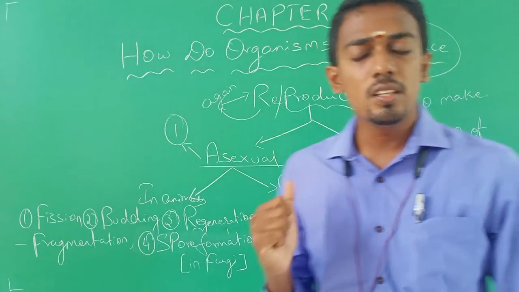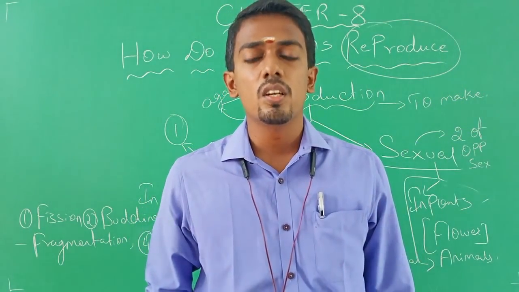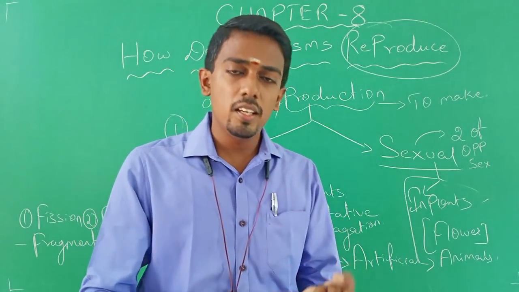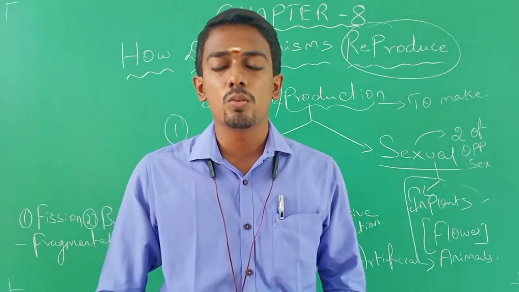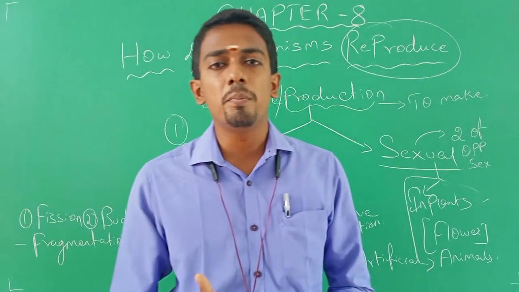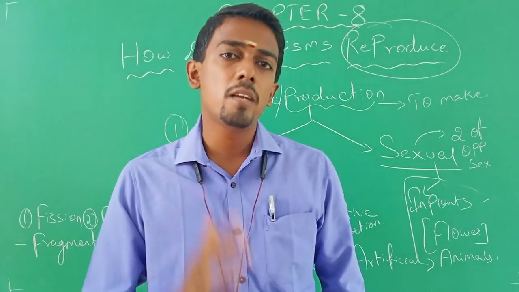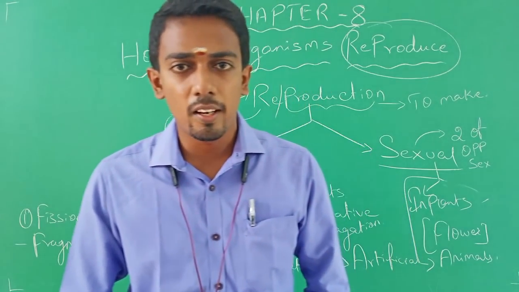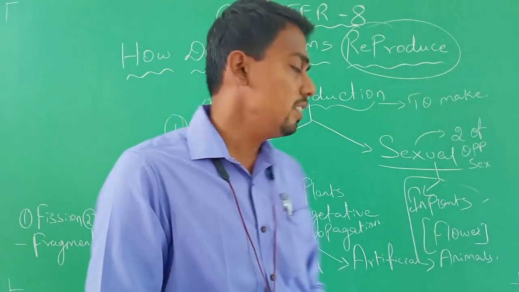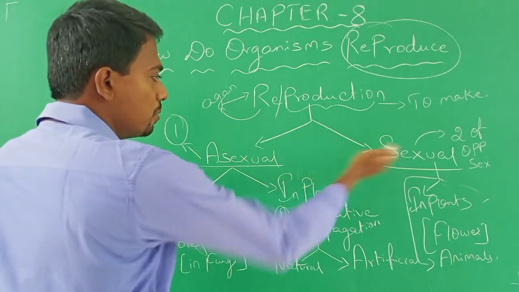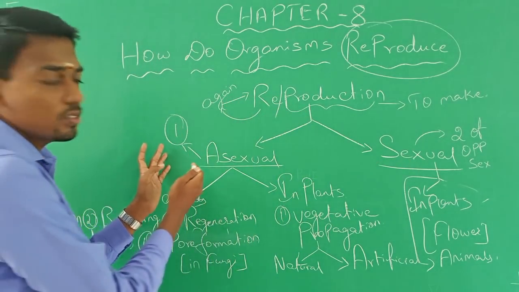Why do organisms reproduce? In order to sustain themselves in evolution, they should possess two characters. One is that they have adaptive features. The second is that the organisms should freely inbreed among their population to make offspring of their own kind. And this reproduction is broadly classified into two types based on the number of parents involved.